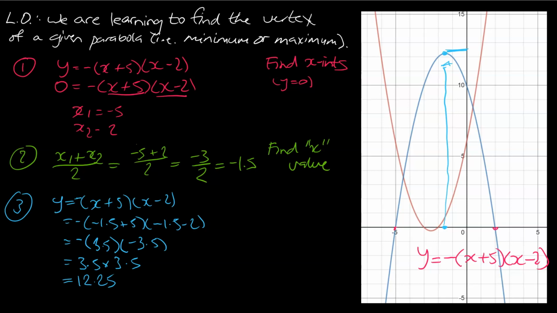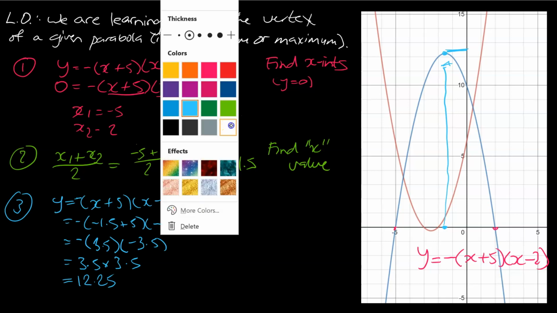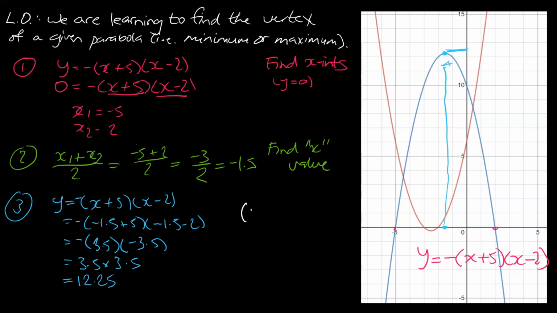And the final step, let's change pen color back to the white one to finish it off. The coordinate of anything will always be x comma y. Well, we know that the x value is negative 1.5, and we've just figured out the y value, 12.25. If you have a look at our graph, you'll be able to reconcile that. The height of that does appear to be over 12, and the x value does appear to be negative 1.5.